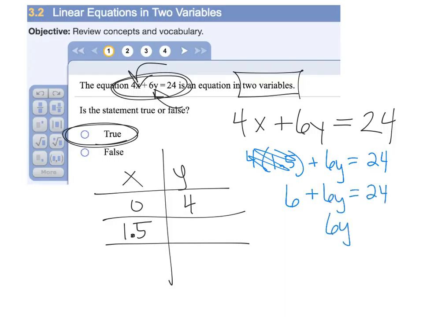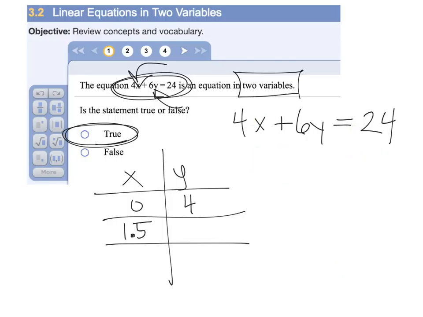And so that means 6y is equal to 18 because I subtracted both sides by 6. And that means y is equal to 3 because this is saying, well, 6 times what equals 18? Well, 6 times 3 is 18. So that's saying when x is equal to 1.5, that means y has to be 3 in order for this equation to work. And so that means we can delete all this and we can now put 3 here.